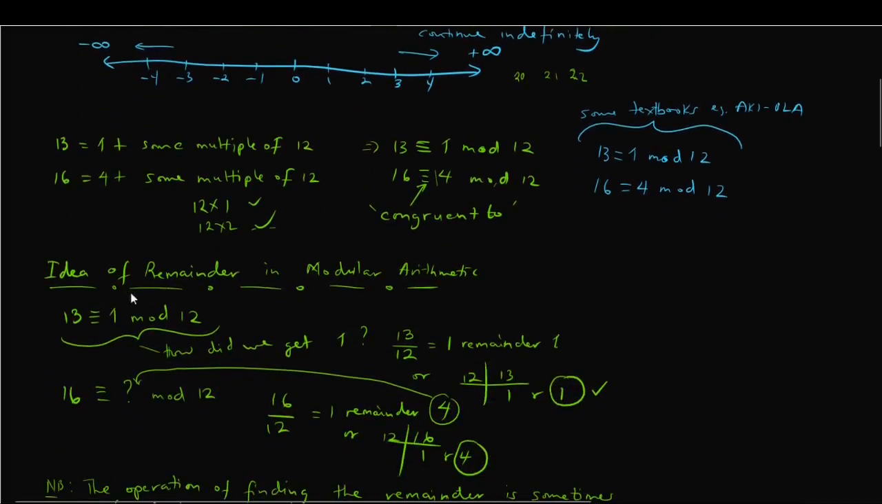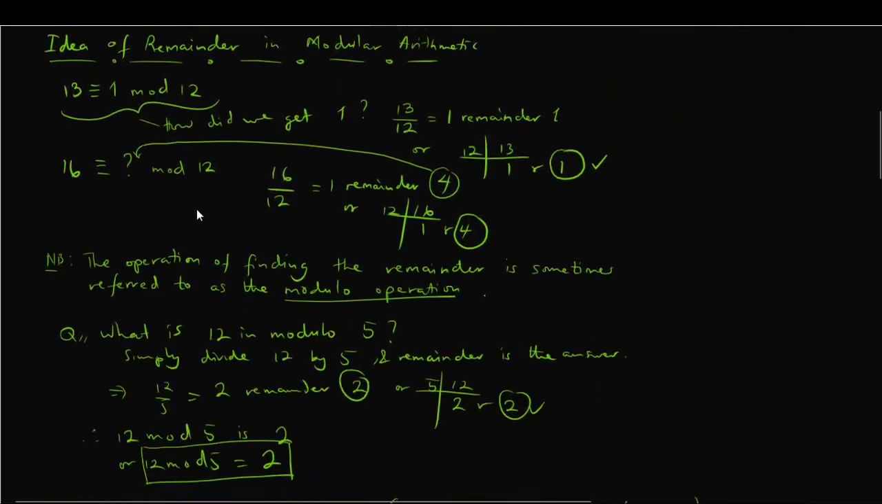So now we'll move on to the idea of a remainder in modular arithmetic. Now, why do we say remainder? It is because the number that 13 is congruent to is found by dividing 13 by the modulus and then finding the remainder. So in this case, it is 13 over 12. Now 12 goes into 13 once. So 12 times 1 is 12, plus 1, which is the remainder. So the remainder is the one here.